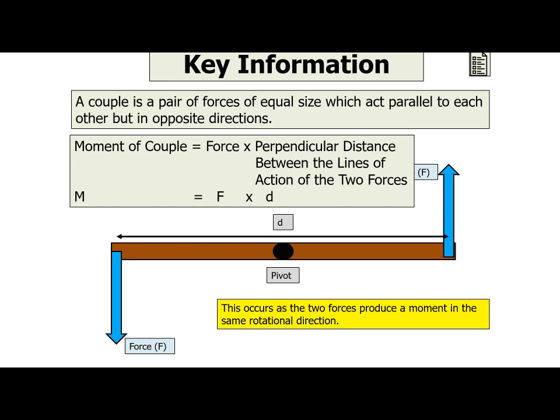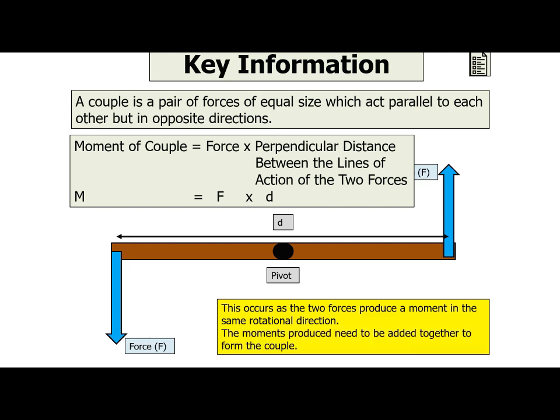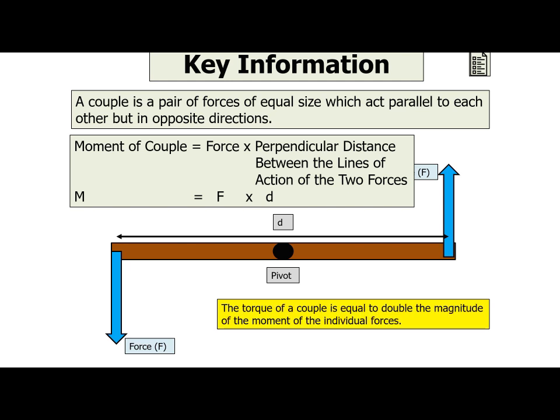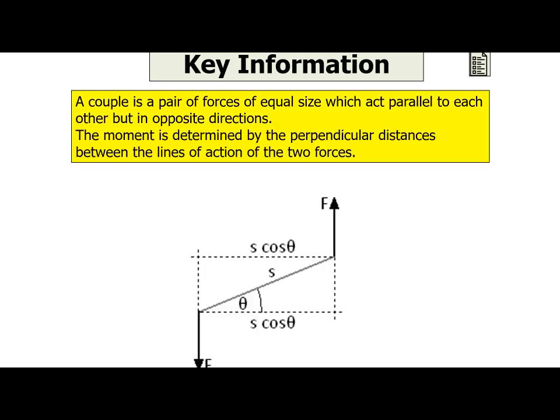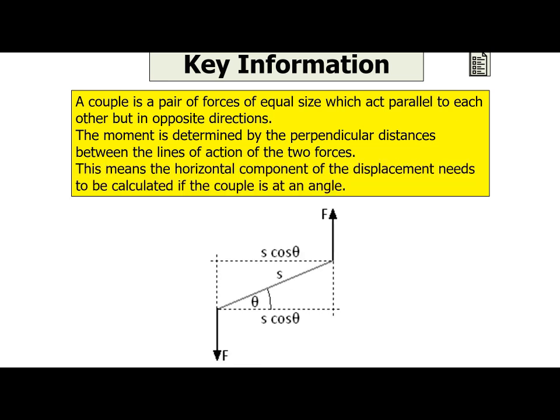So this occurs as the two forces produce a moment in the same rotational direction. So the moments produced need to be added together to form the couple. So we can say that the torque of a couple is equal to double the magnitude of the moment of the individual forces. So a couple is a pair of forces of equal size which are parallel to each other but in opposite directions. The moment is determined by the perpendicular distance between the lines of action of the two forces.